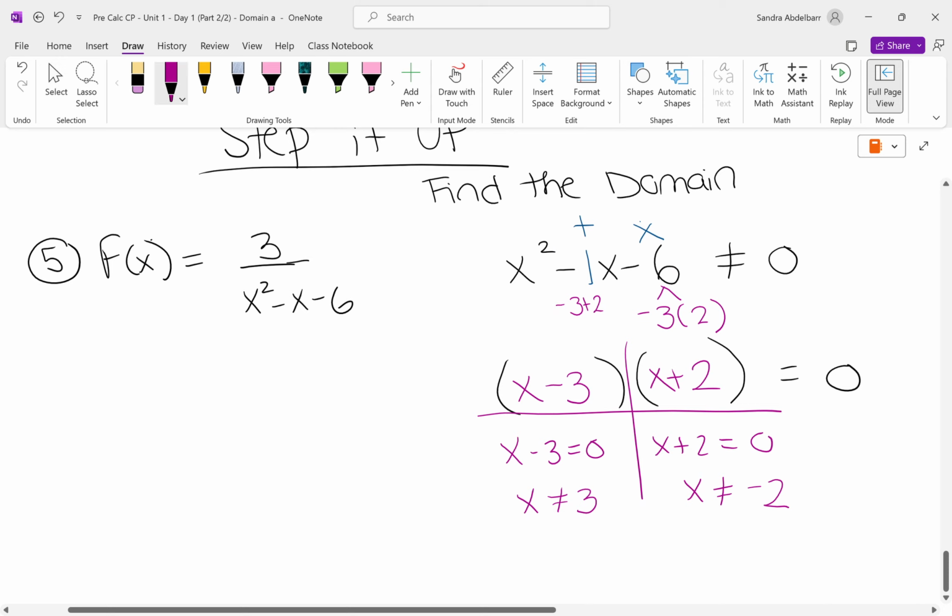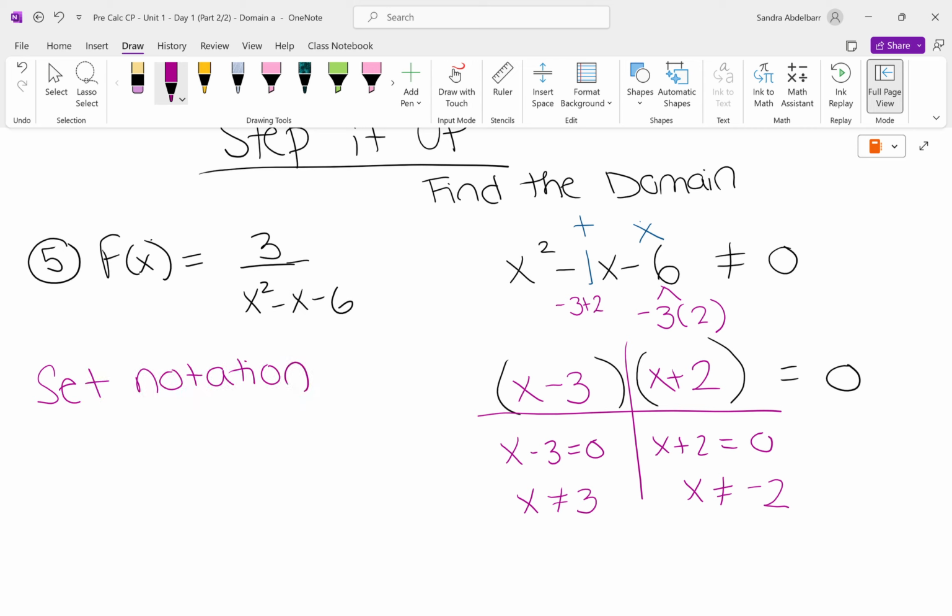So I'm going to write this in set notation. So in set notation, we do our squiggly brackets, x such that, and then we write x cannot equal 3 and x cannot equal negative 2. Close our set notation.